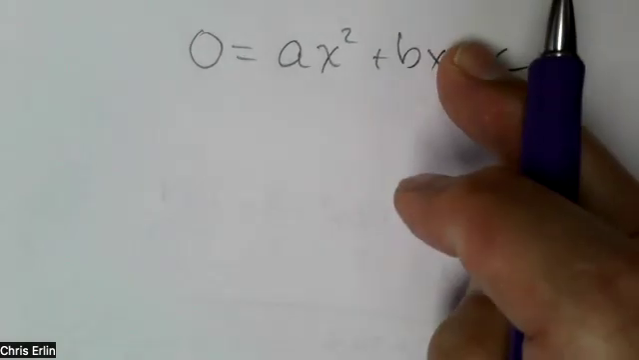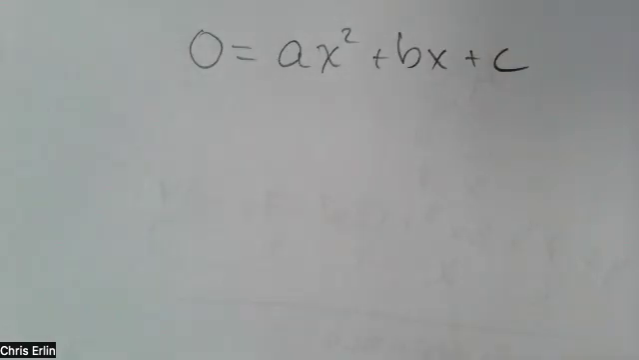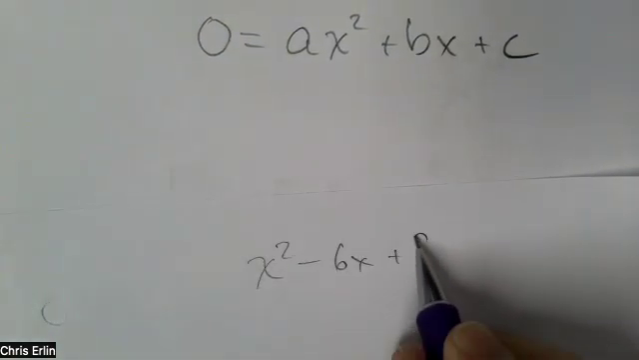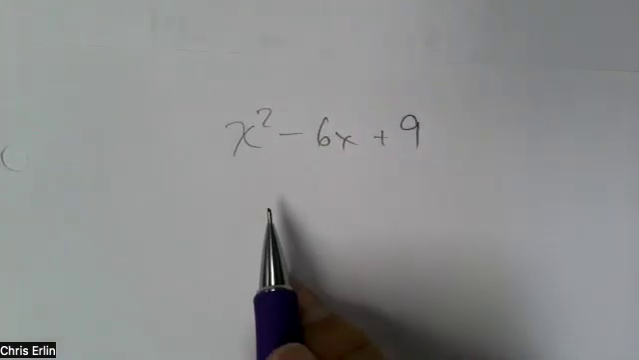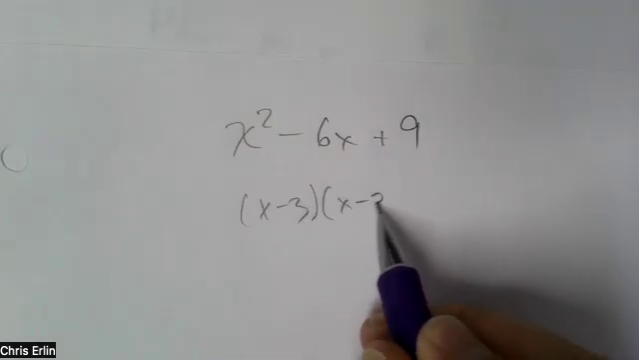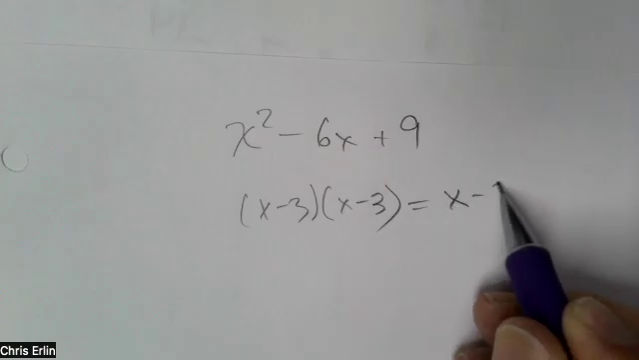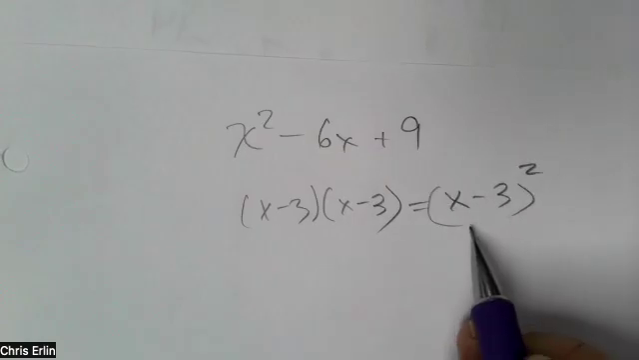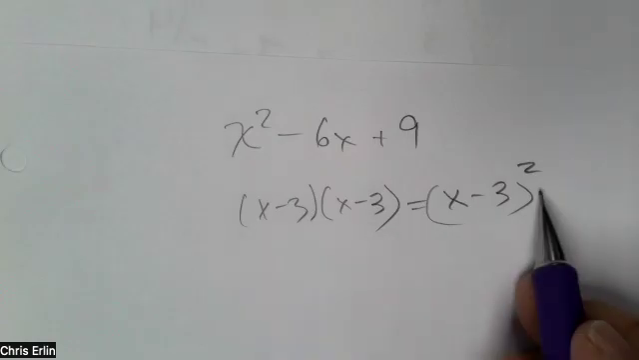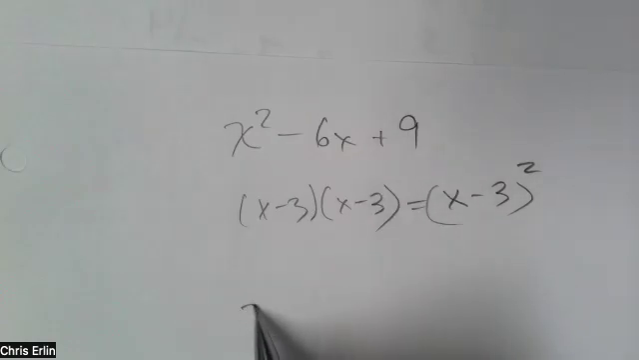How do we get from this to that? We're going to complete the square. Do you remember completing the square? If you factor this, what happens? You could express this as x minus 3 squared, right? Because the same binomial is being multiplied times itself to make this. It's a perfect square.